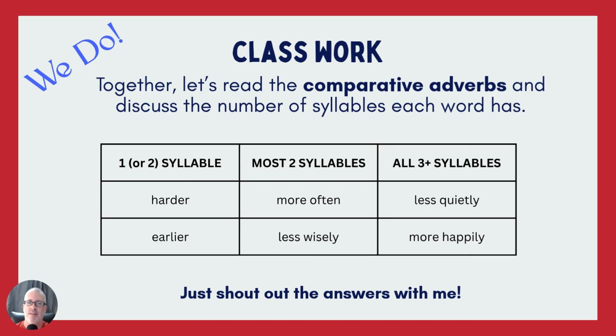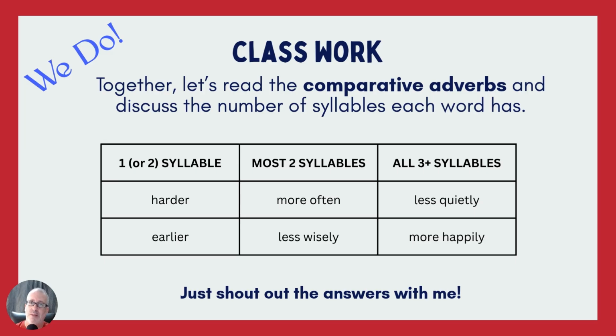Okay, so let's look at this in a chart. So the first one, just repeat with me, harder. Hard is the adverb, we add er. Earlier. Early is a two syllable adverb. So I'll slow that down. Early is a two syllable adverb, but we still add er. So that's a bit of an odd one. We have to remember that.